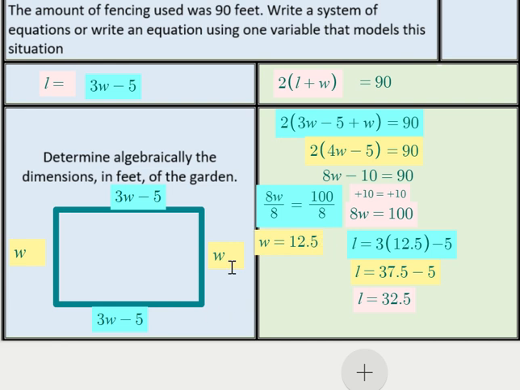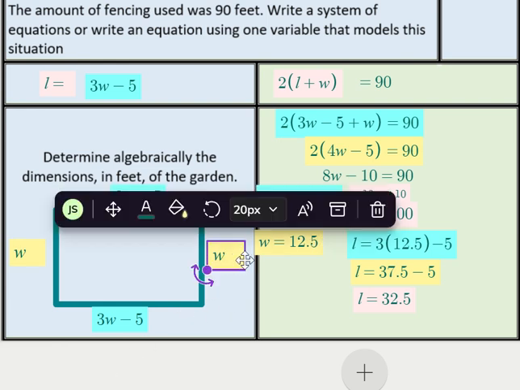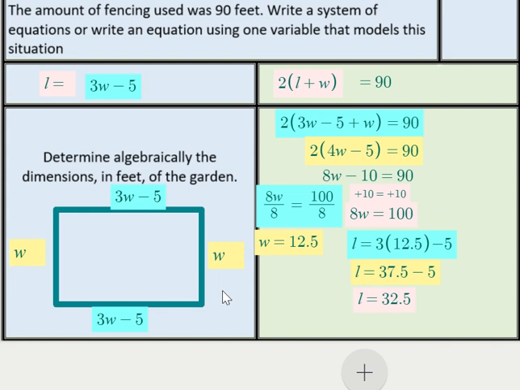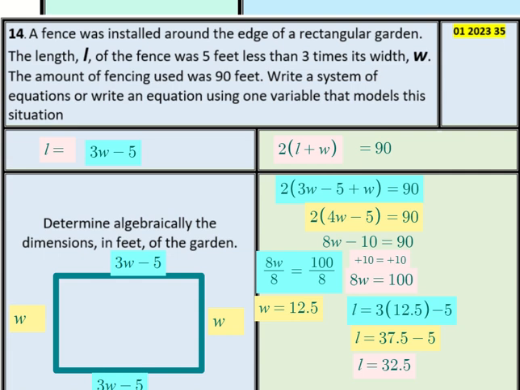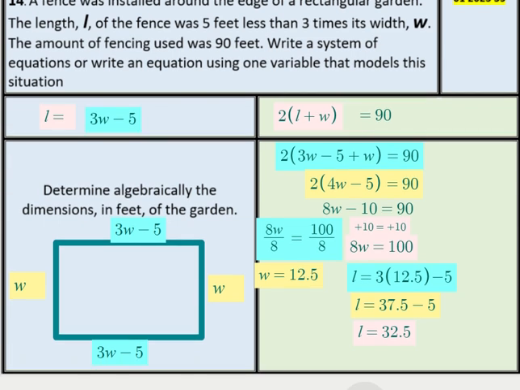The width of our garden is 12.5. When you add those together, you get 45. When you double it, you get 90. And that's why this is the solution to our system of equations for question number 14.